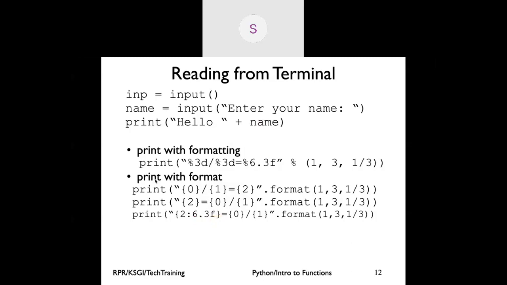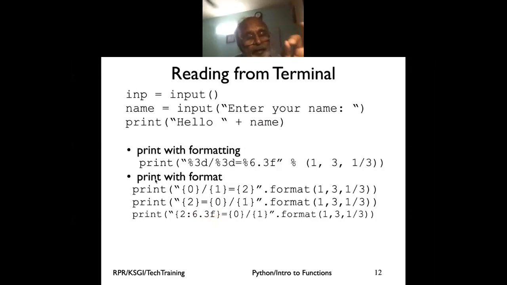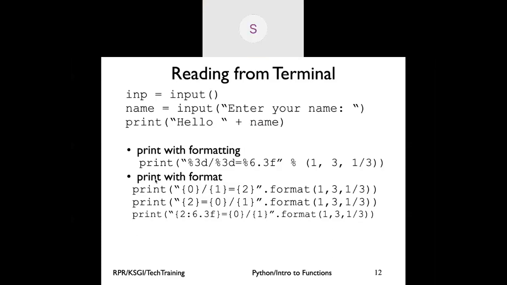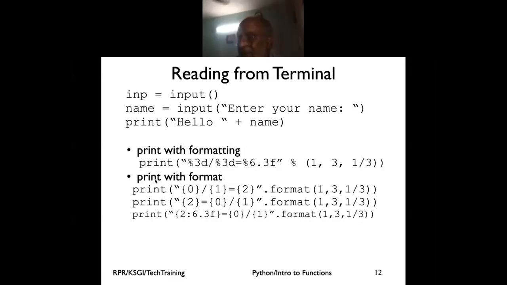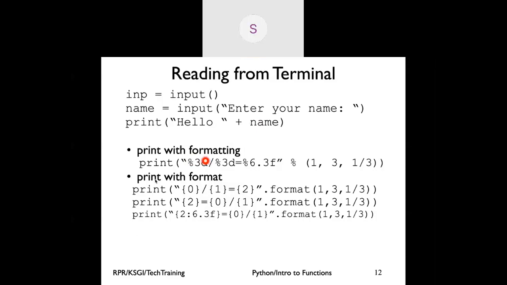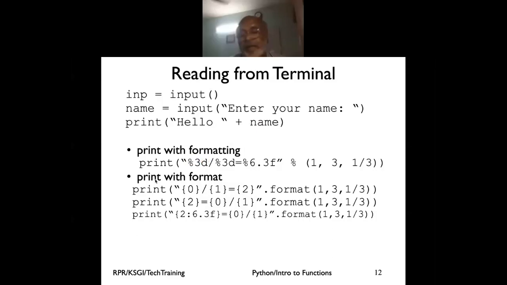Okay, 6 means that when output comes in, a minimum of that many characters should be printed. And then what about the 3F? 3 means 3 decimal places, but at least 6 characters. Like I'm doing 3D, I'm saying at least 3 characters. Now I'm printing 1, it has only 1 character. So it's going to print 2 spaces.